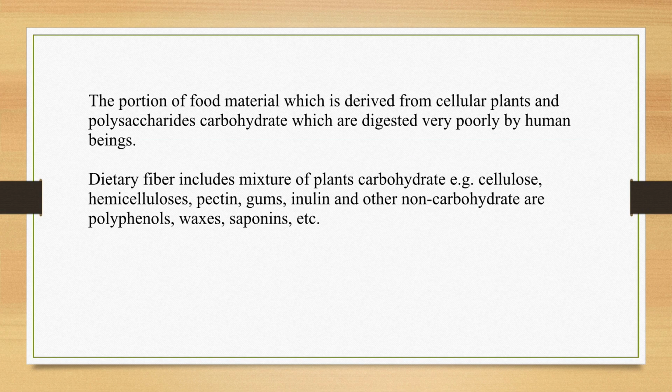Dietary fiber is the portion of food that is derived from plant cells. It mainly consists of complex carbohydrates called polysaccharides, which are poorly digested by human digestive enzymes because our body cannot properly break them down. They pass into the large intestine. Dietary fiber includes plant carbohydrates such as cellulose, hemicellulose, pectin, gum, and inulin. These are important structural components of the plant cell wall.